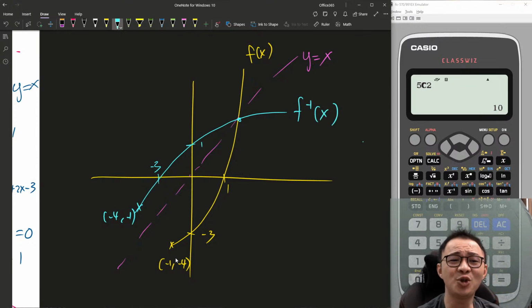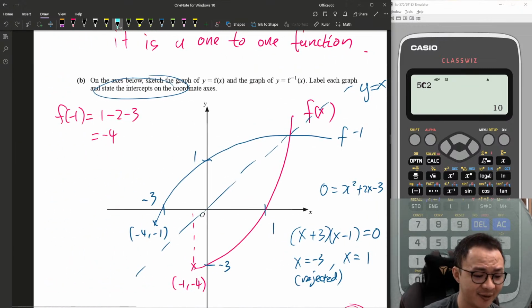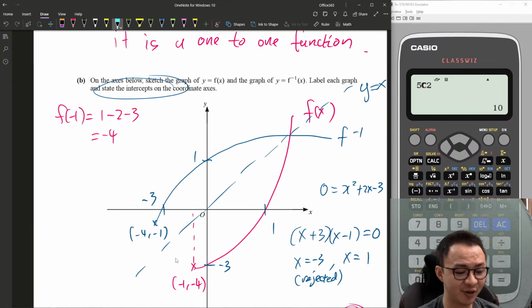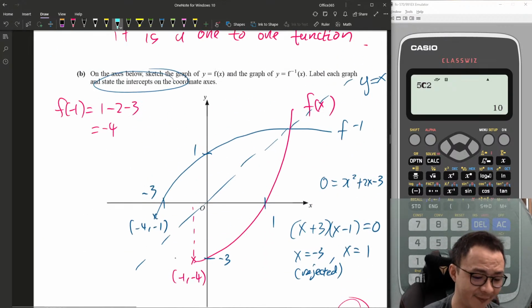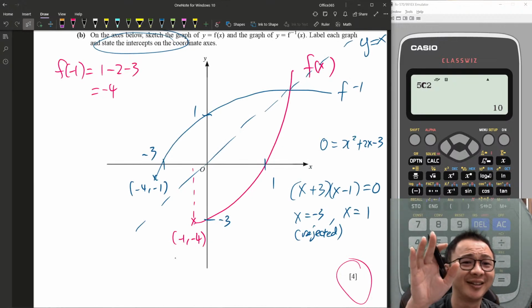Because they ask you to state clearly the intercept and the coordinates, do you see that? We must state clearly. This is how you get marked. Okay, done. Any questions you want to ask me?